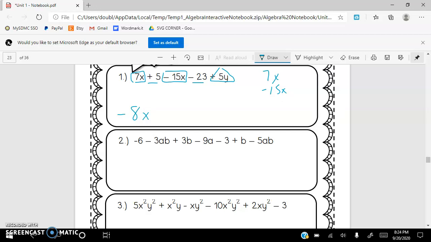Next we have our y's. We have a 5y. Can't combine with anything, so plus 5y. Then we have a -23 plus 5. So 23 is our largest number, so that means our answer is going to be negative. And 23 minus 5 is 18. So that should be our first answer for that question.